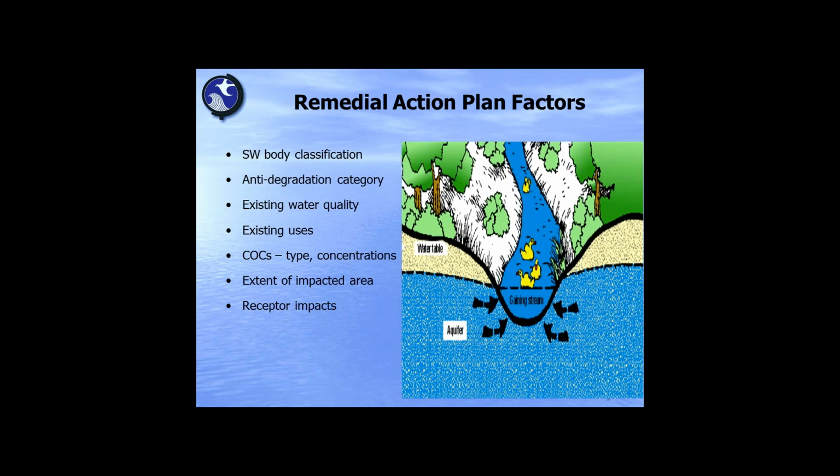Existing uses need to be protected or mitigated, and contaminant concentrations, fate and transport, the actual extent across stream, vertically and downstream in the surface water body that you've impacted need to be considered as part of the plan. Sediment and ecological receptors of groundwater contaminants discharged to surface water also need to be included.